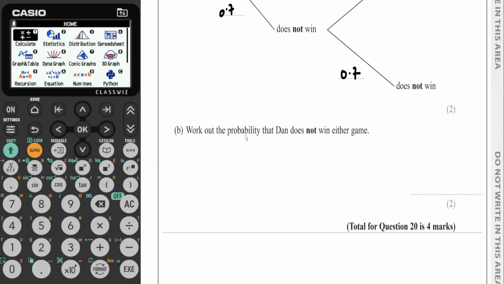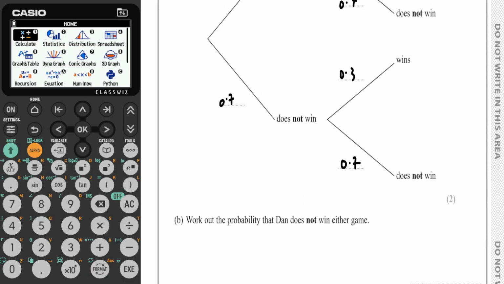Now for part B, we have to work out the probability that Dan does not win either game. So that means he loses twice. So he loses, then he loses. So that probability is 0.7 times 0.7, which is 0.49.